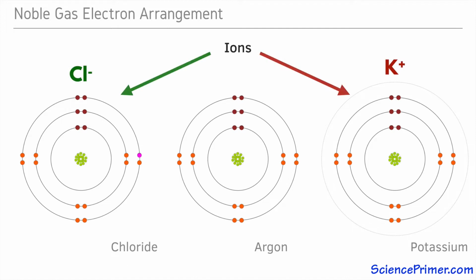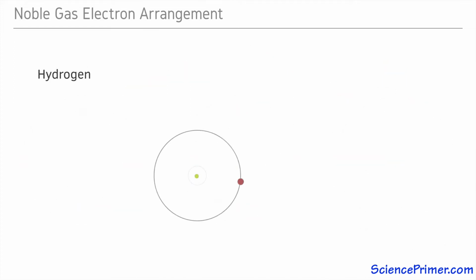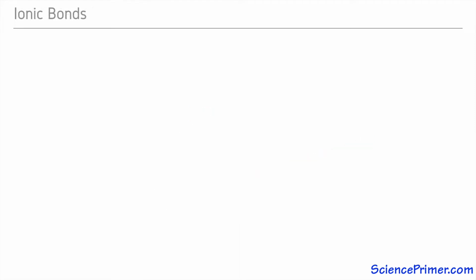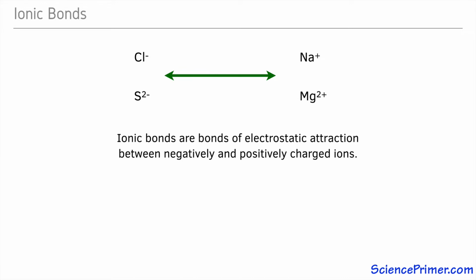Atoms that completely capture or completely lose electrons in order to achieve full outer orbitals gain a charge, becoming ions. Hydrogen, for example, with its single electron in the first s orbital, can lose an electron and become a positively charged hydrogen ion. By losing or gaining electrons, ions are able to stabilize their electron configuration, but at the cost of gaining a charge. Positive and negative charges attract each other. This attraction is the basis for the formation of ionic bonds.